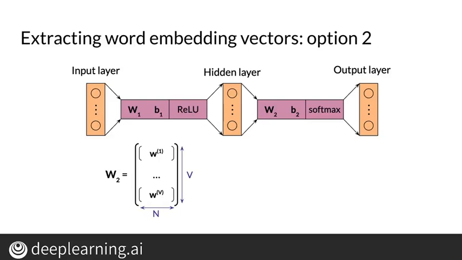The second option to extract word embeddings is to use each row of W2 as the word embedding row vector for the corresponding word. Matrix W2 has V rows, one row for each word in the vocabulary. Again, the order is the same as the input vector or matrix. So with our sample corpus and input, the first row would be the word embedding row vector for am, the second for because, and so on.